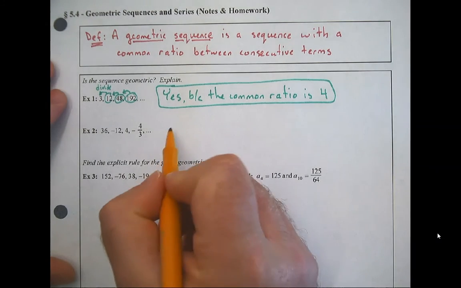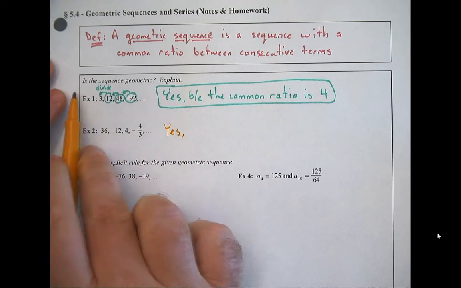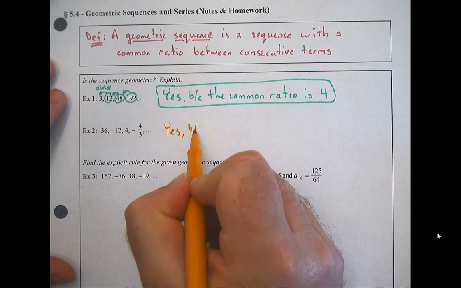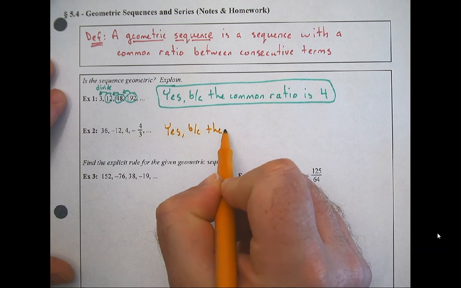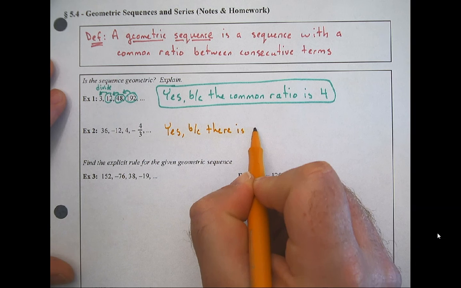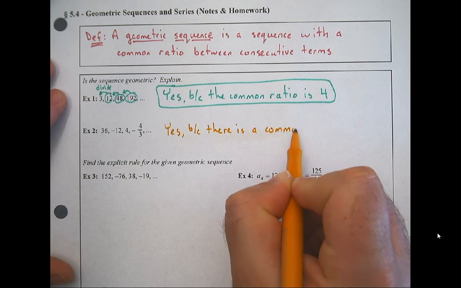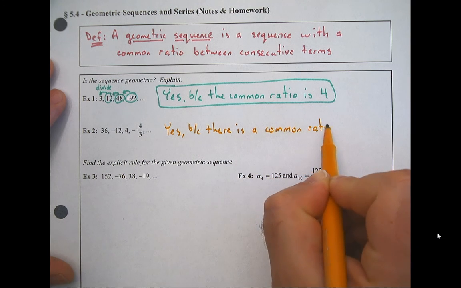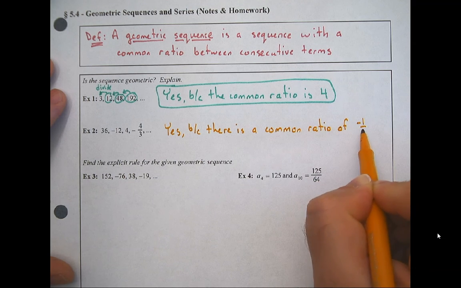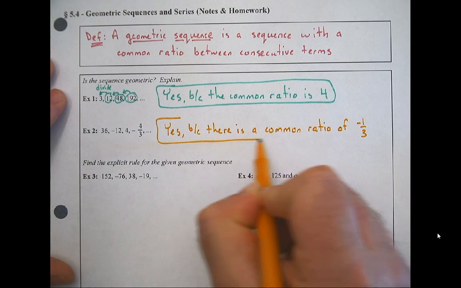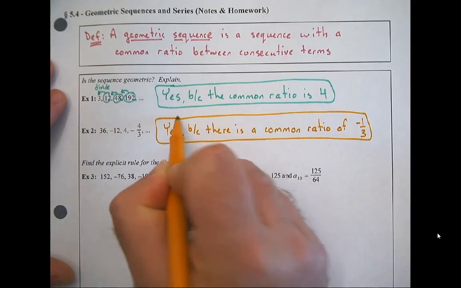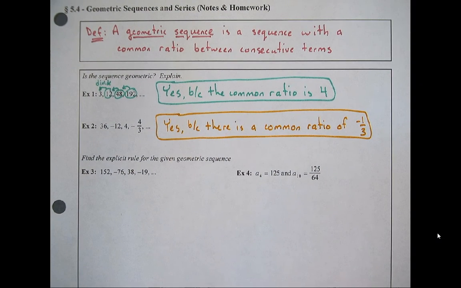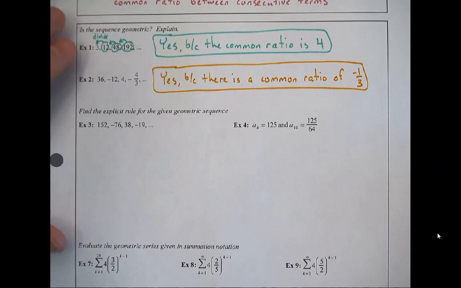So yes, the sequence is geometric because there is a common ratio of negative 1/3. So there's another way to say that it is geometric. Just like last time, now we have a sense of how arithmetic and geometric sequences behave. Now let's try to write some rules.